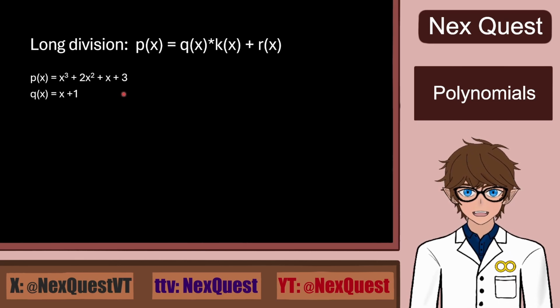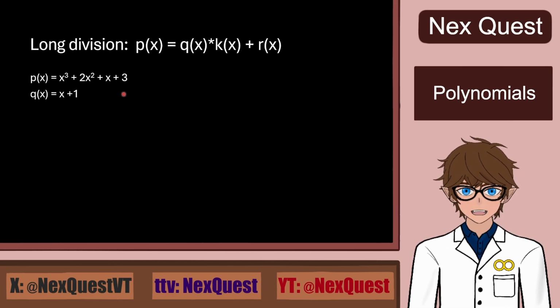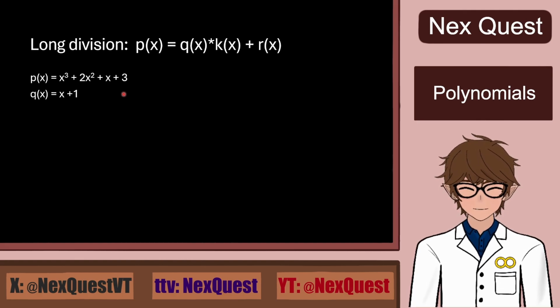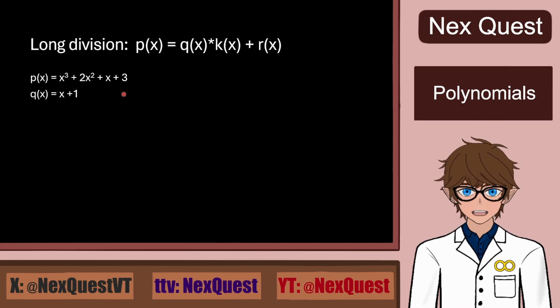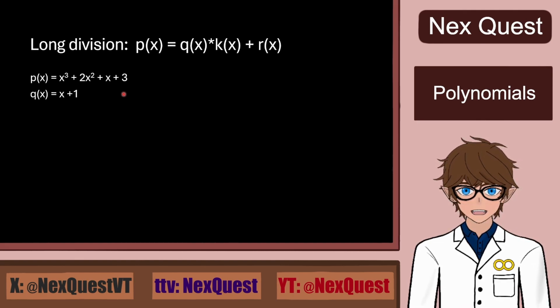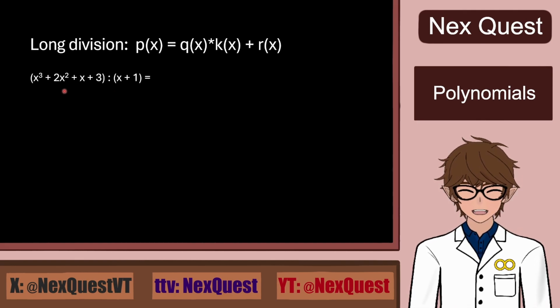So our p of x is x cubed plus 2x squared plus x plus 3, and we will be dividing it by q of x, that is x plus 1. So let's write this down, so that it's easier for us to look over it. I will also slightly reduce the font size on examples that may be a bit longer, so you can already see how complicated it can be. So we write them out like so.